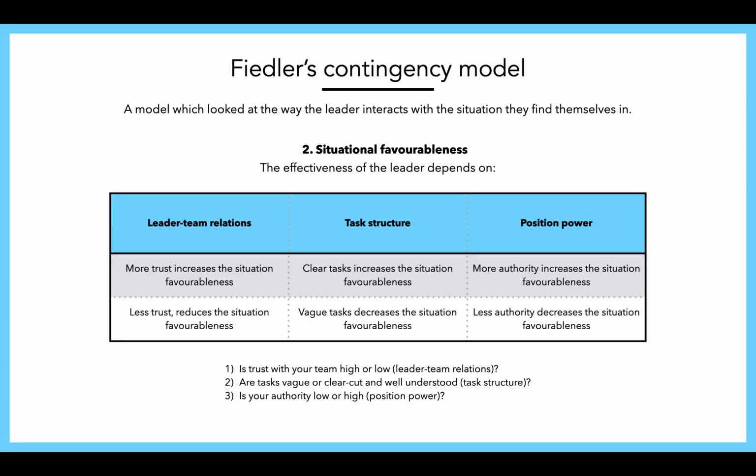So he did this quite simply. Again, you ask yourself three questions, and you can even use the same scale 1 to 8. Is trust with your team high or low in that leader-team relations? Rank it. Are tasks vague or clear-cut? Are they well understood? Task structure. Is your authority low or high? Position power. So as you can see, it's fairly easy to carry out this model and use it. So this is why it was being used, okay?